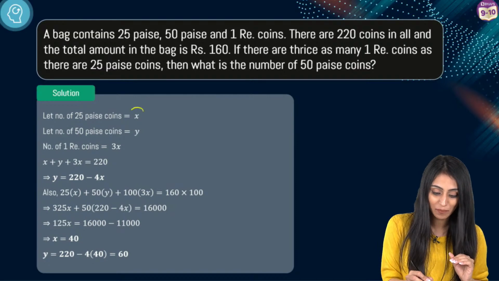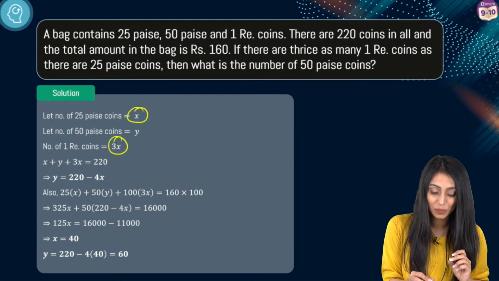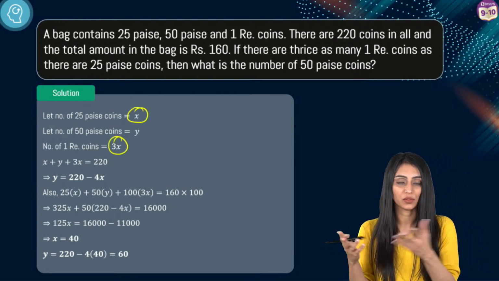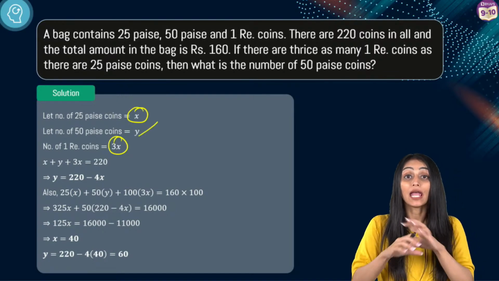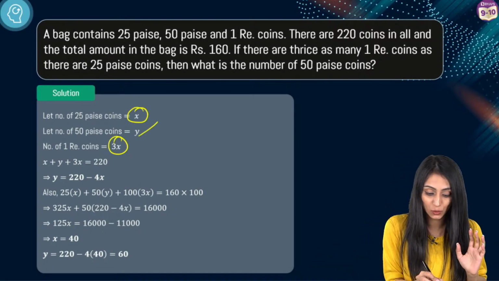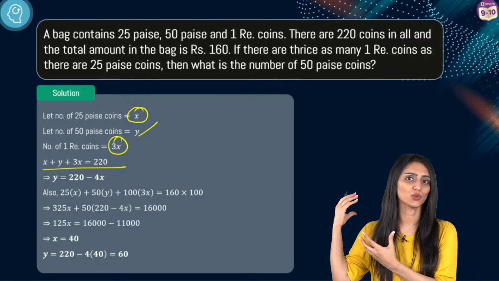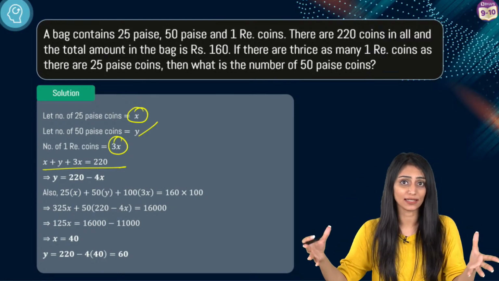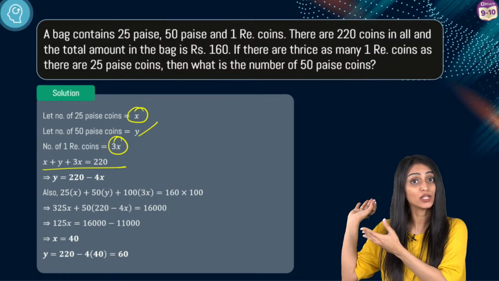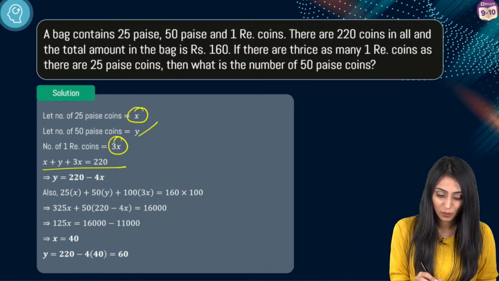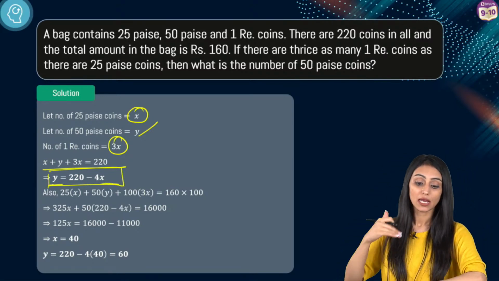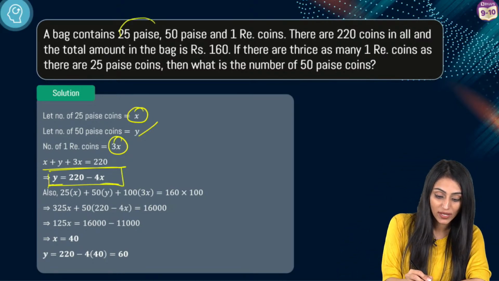So let's say 25 paisa coins are X. So 1 rupee coins would be 3X. Now 50 paisa coins, we don't know what that is. Let's assume that to be Y. In all, when I add all the coins, they are 220. The same example that I showed you, if I add all the notes that I had, 7 notes. So here I had 220 coins. So from here I can get the value of Y, 220 minus 4X. This is our equation.